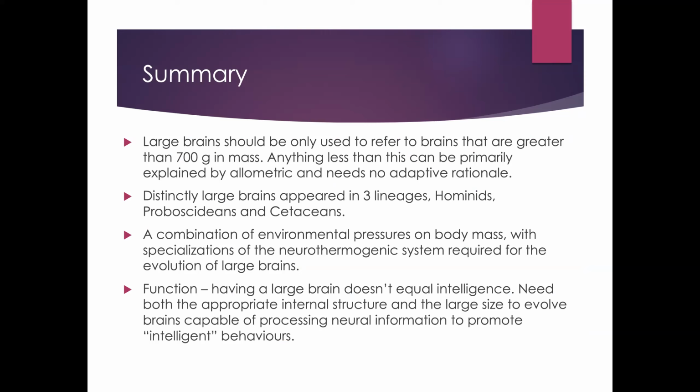It seems to me that there were environmental pressures on the animals where a larger body mass would be advantageous, but they couldn't evolve a larger body mass until there was a specialization of the neurothermogenetic system within the brains of the animals. And when that happened, larger bodies and larger brains could evolve.